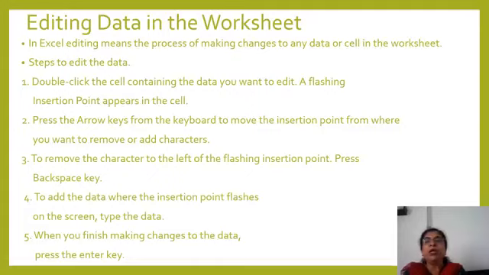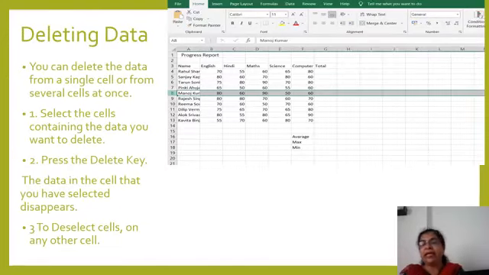To remove the character to the left of the flashing insertion point, press the backspace key. To add the data where the insertion point flashes on the screen, type the data. When you finish making changes to the data, press the enter key. Means it will go to the next cell, either on the left side or right side, or it will go to the next line. Editing data is very simple in the worksheet. Okay. Now, next is deleting data. Suppose we want to delete something which we don't want after that. Now here you can delete the data from a single cell or from several cells at once.